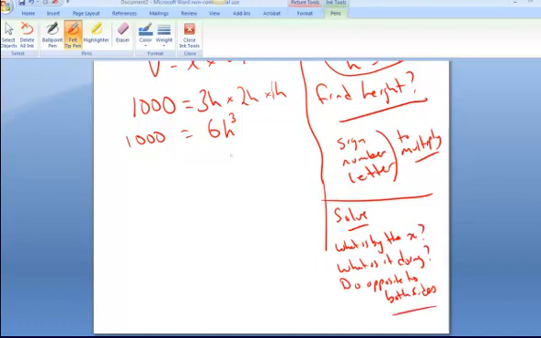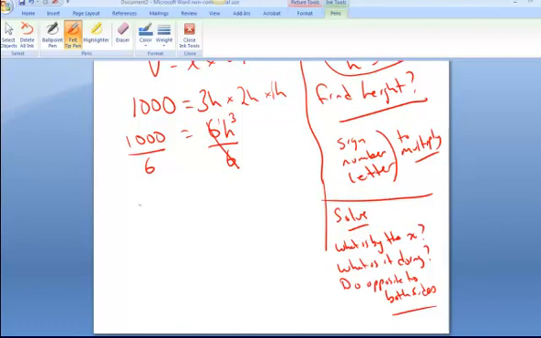I want it by itself. So I say, what's by the x? There's a 6 here. By the, in this case, it's an h. So I'm going to divide by 6 because it's multiplying. 6 times h cubed. The opposite of multiplying is dividing. And I got to divide both sides by 6 to be fair. 6 divided by 6 is 1. So on the other side, I got 1,000 divided by 6. So 1,000 divided by 6 is a horrible number.